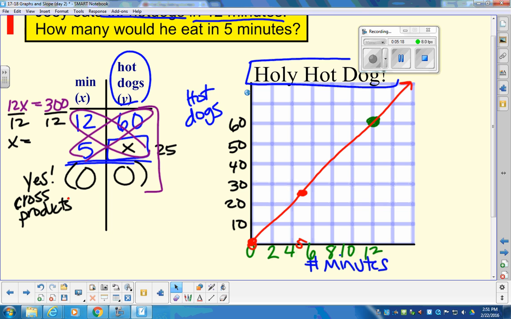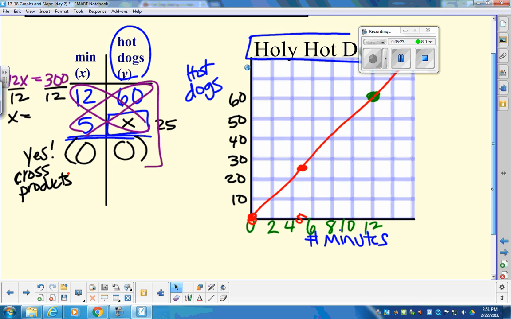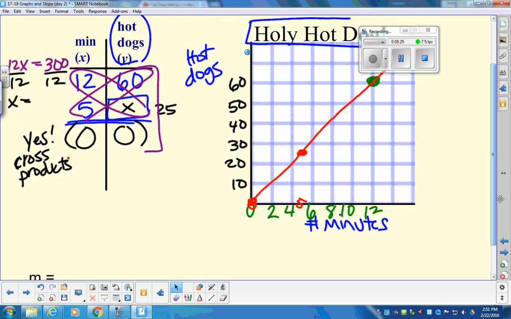And now we have some work to do. We need to find the slope as it says. What's the slope of this equation? Now we can get the slope many different ways. We can get it through rise over run, which might not be super easy in this problem.